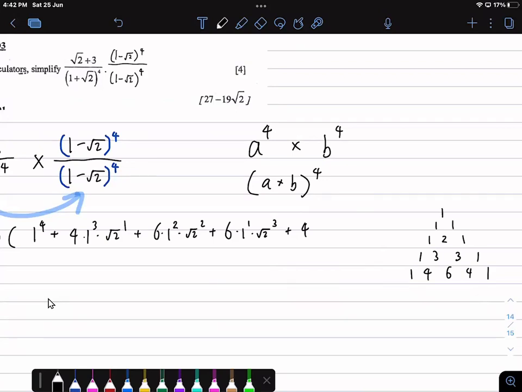Let me see. 1, 4, 6. Yes, I miscounted. This should be a 4. Then there should be a 1 times 1 power 0 times root 2 power 4.